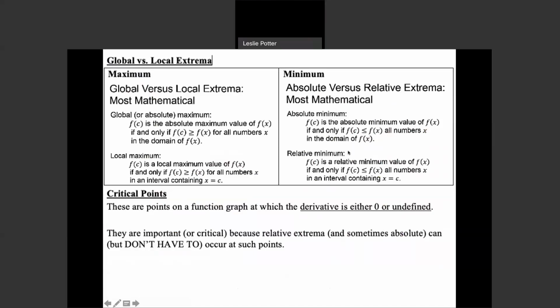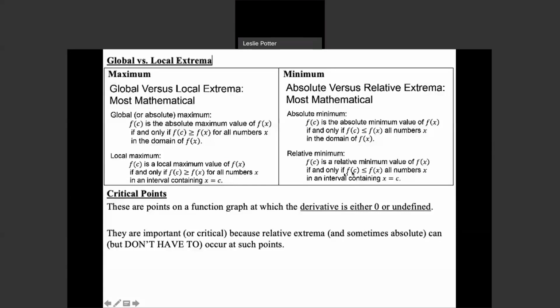And then locals, and again, another word for local is relative. We'll talk about the synonyms in just a second. A local maximum would be if we have a big value in a reasonable region. It doesn't have to be over the entire domain, but it's in the neighborhood, so to speak, on either side of where that location is. And same with a relative minimum, it would be the smallest value in that little region or neighborhood, so to speak.